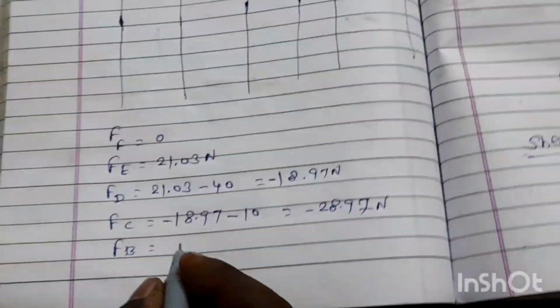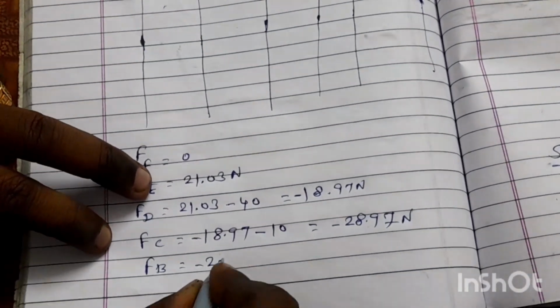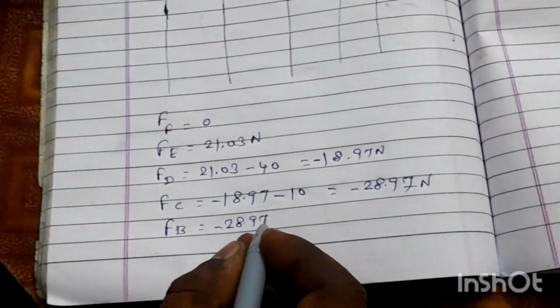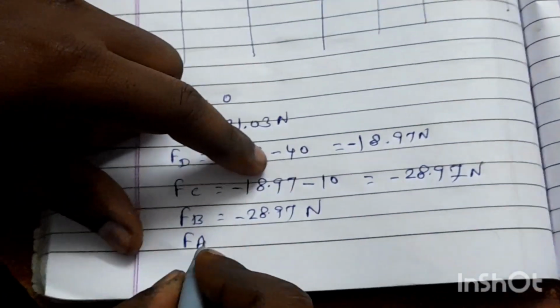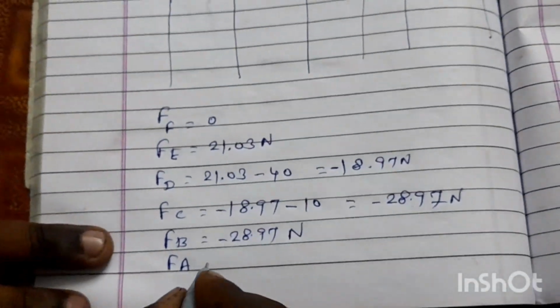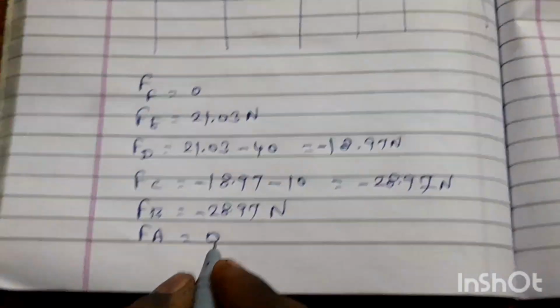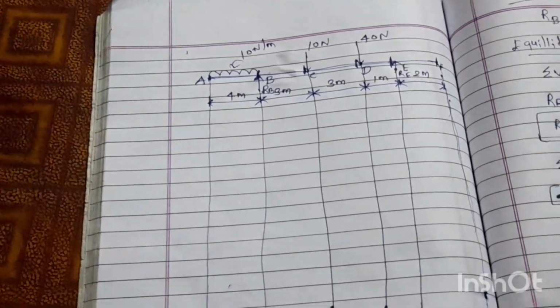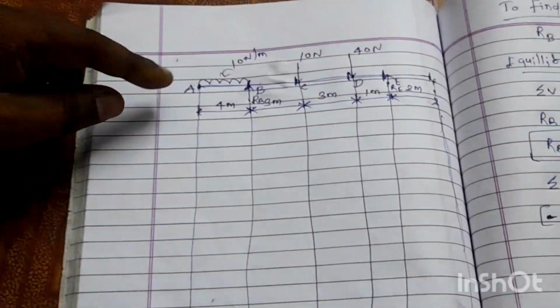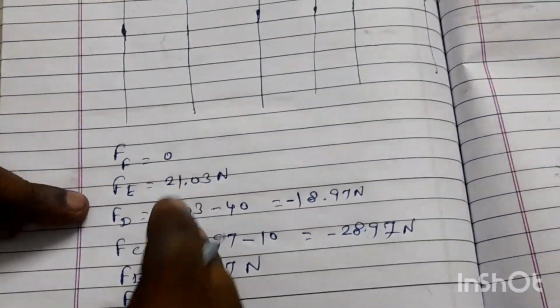And what about F at B point? F at B point minus 28.97, and you don't have any load here, the same value. And what about F at A? F at A equal to 0. From the reference point you consider left, there is no force at all, so shear force at A equal to 0. So these are the shear force values.